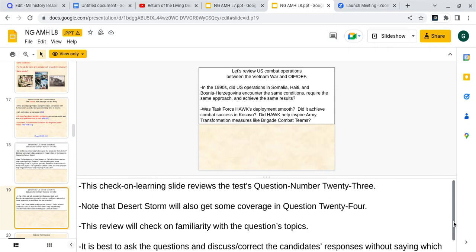In the 1990s, did U.S. operations in Somalia, Haiti, and Bosnia encounter the same conditions, same approach, and same results? No. So in Somalia, we went in bringing food because there were warlords tearing the place apart. We inevitably got involved in some combat, and then we had to withdraw because people at home were so mad that we got involved with combat in Somalia and things got out of hand. So we left Somalia in chaos, just like when we arrived. In Haiti, we had to replace a dictator with a democratically elected leader, and this was a pretty peaceful process. It happened pretty simply, and we left Haiti with a better government.